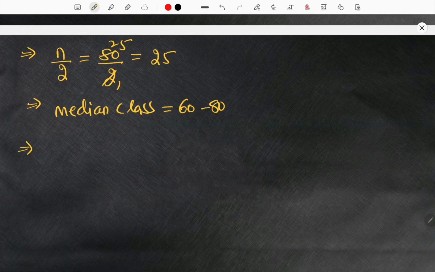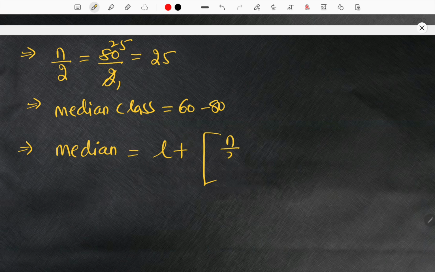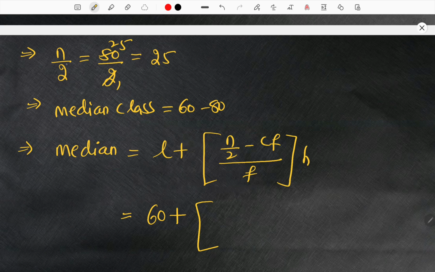Now you have the formula for median, right? What is the formula for median? Median is equal to L plus n by 2 minus CF divided by F into H. And you know the meaning of all these things. What is L? L is the lower limit of the median class. Median class is 60 to 80. Lower limit is 60, plus n by 2, which you already calculated. n by 2 means 25.